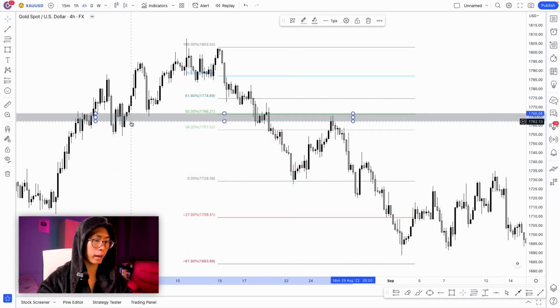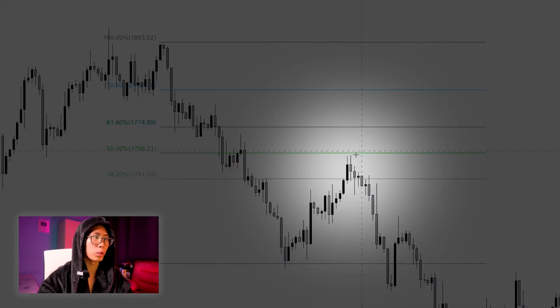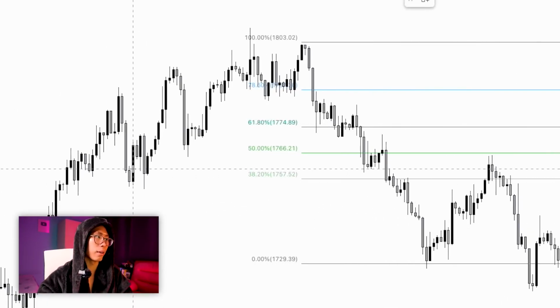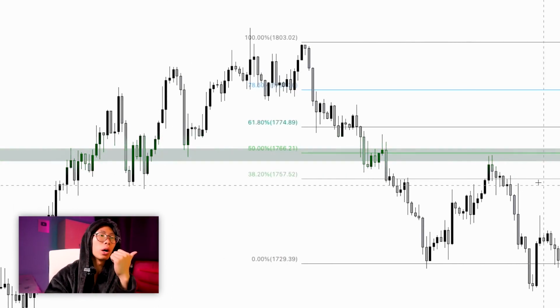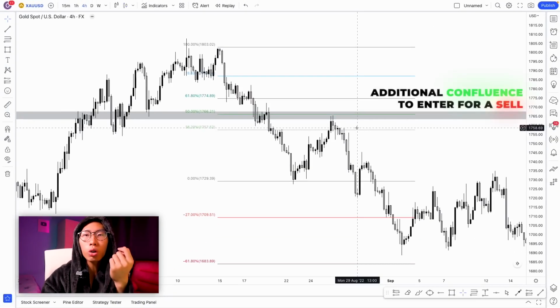So for example, what I mean by that is, let's say right here, price has managed to retrace all the way up to this 50 retracement level. Guess what? If you look towards the left, you can see there's a little support area being formed right here. So in this case, this support area lines up with the 50 retracement level. This gives us an additional confluence for us to enter for a sell.